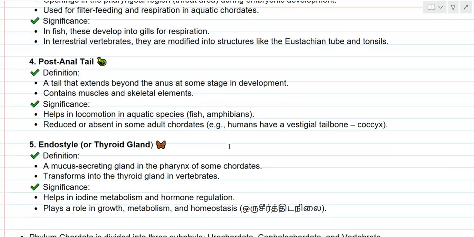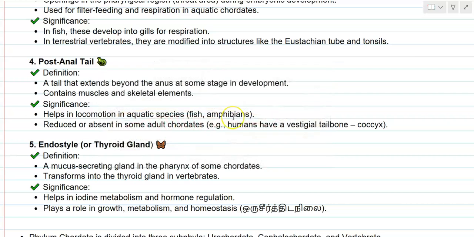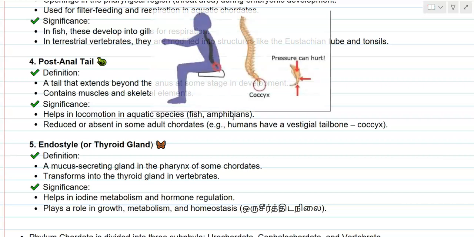Next one is the post-anal tail. It is defined as a tail that extends beyond the anus at some stage in the development. It contains muscles as well as skeletal elements. Its significance is that it helps in locomotion in aquatic species, mainly in the fishes as well as amphibians, whereas it is reduced or absent in some adult chordates. A very classical example is humans. They have a vestigial tailbone alone, which is referred to by the term coccyx.